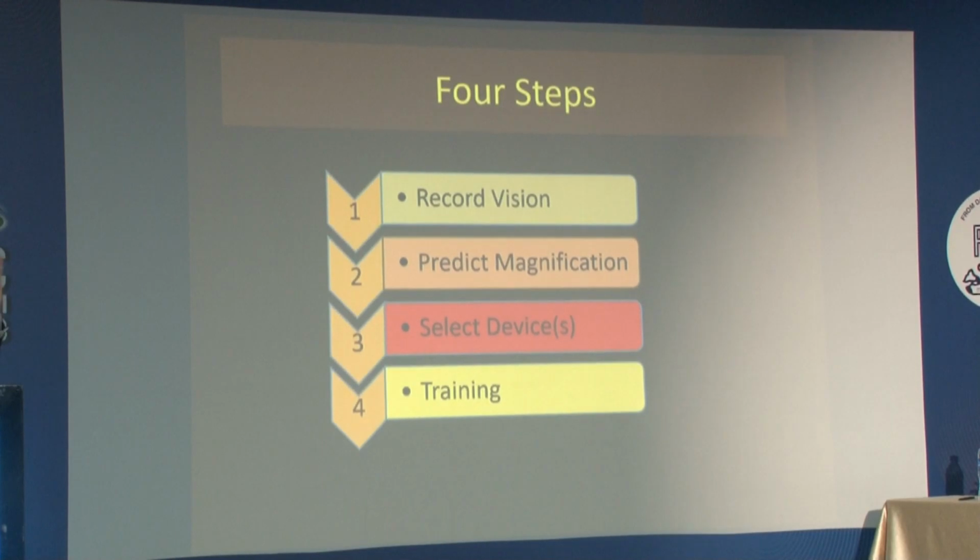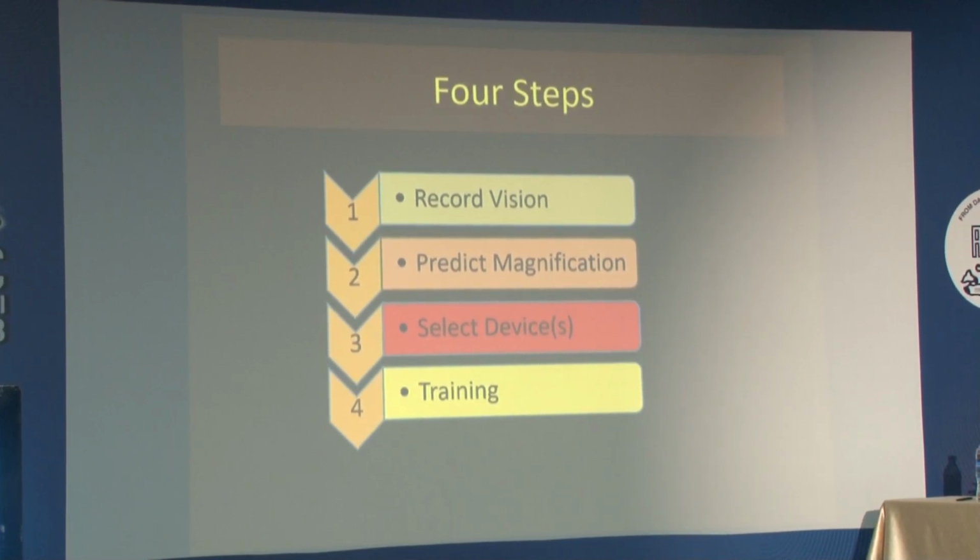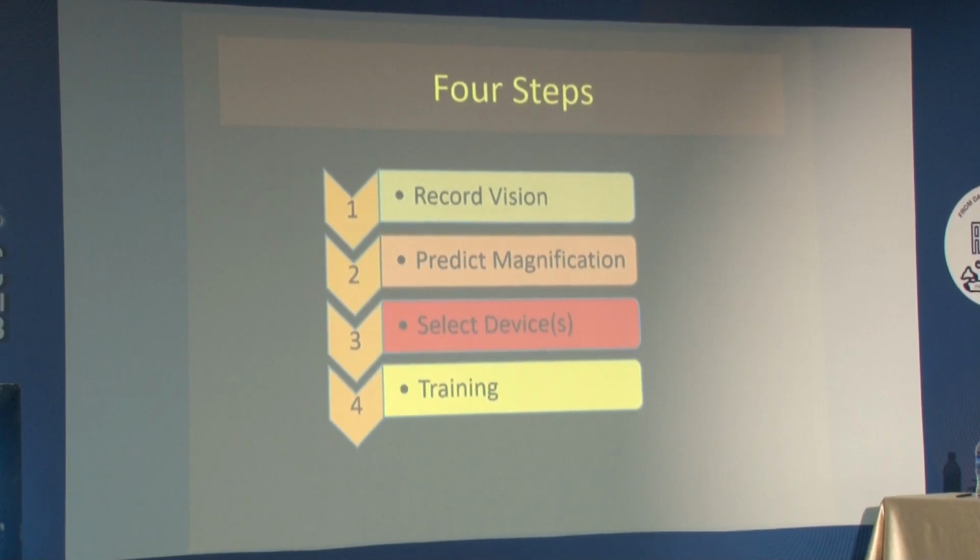Right, so there are only 4 steps to remember. The first step is to record vision. Step number 2 is to predict what magnification the patient requires. Step number 3 is to select the device, offer it to him, and test it out on him, and step number 4 is to train the patient in using the device. So let's look at all these 4 steps one by one.